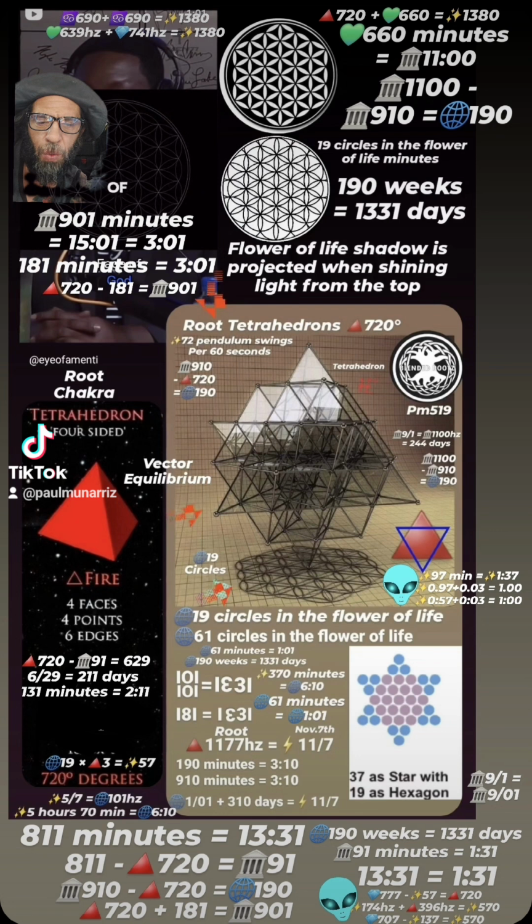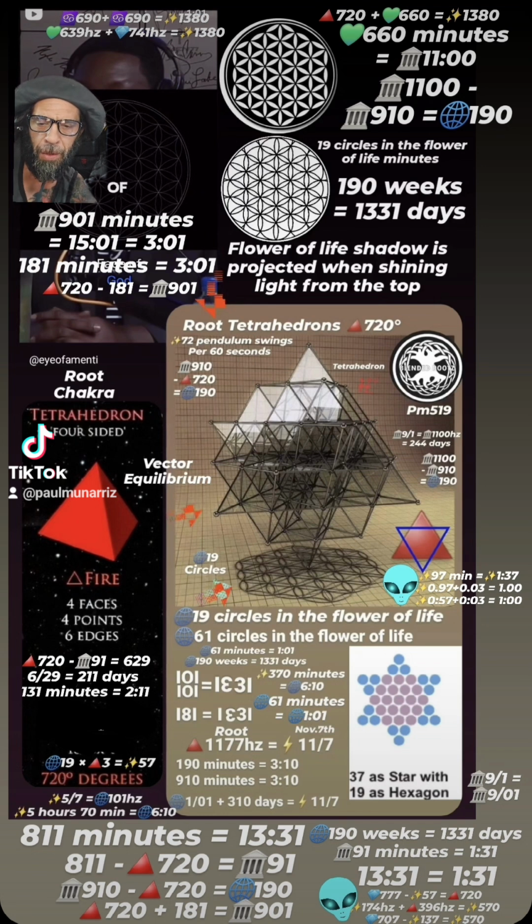So 811 minutes equals 1331 in time, when 811 minus 720 equals 91. If you look at the bottom down there, 910 minus 720 equals 190. 910 is equal to 190. There's 19 circles in the flower of life. And then 1331 equaling 131 in time, when 1331 also equals 181. Like 550 minutes equals 910 in time, when 91 minutes equals 131, and 550 days equals 18 months and 1 day, like 181. So they correspond in so many ways whenever you're overlapping and using time.